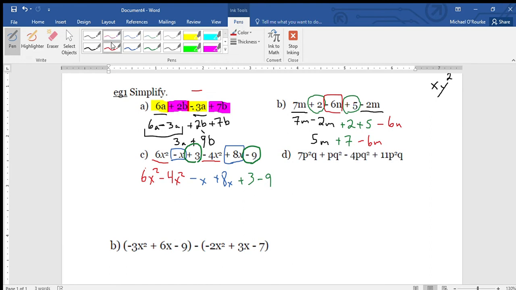So let's combine everything together here. 6x squared minus 4x squared is going to leave me with 2x squared. Negative x plus 8x, so I think it was 8 minus 1, which is going to be plus 7x. And lastly, I have 3 minus 9, which is minus 6. There's my final answer there.